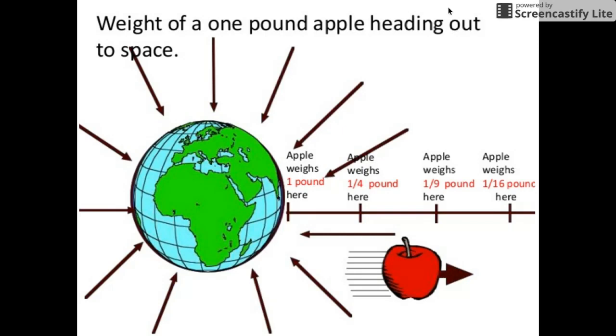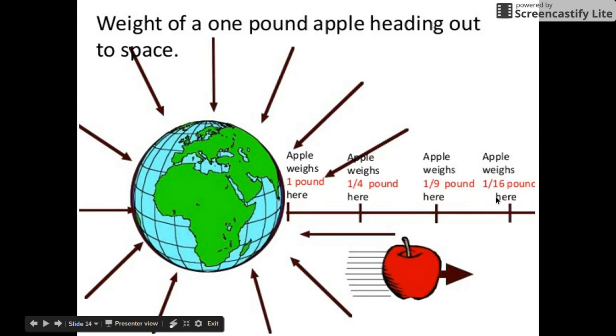Now, if you look at these weights for the apple, the closer to the surface you are, the more that apple is going to weigh. As you increase the distance between the apple and the Earth, the weight is going to change. And we're going to find out the difference between mass and weight because they are not the same thing.